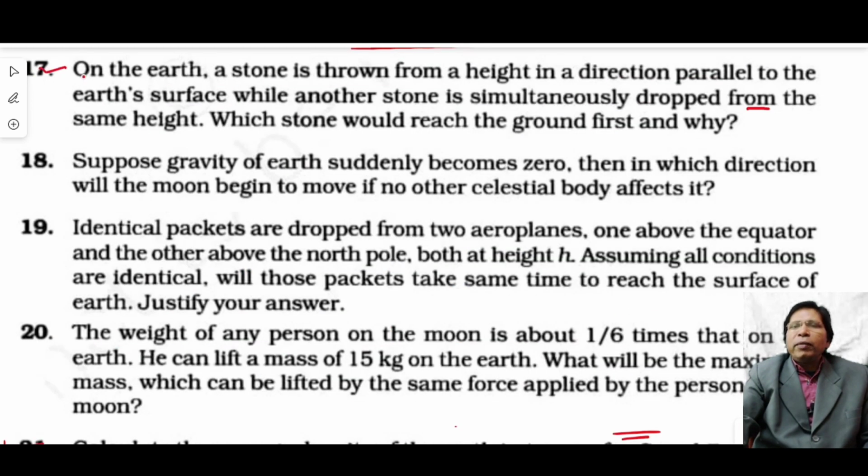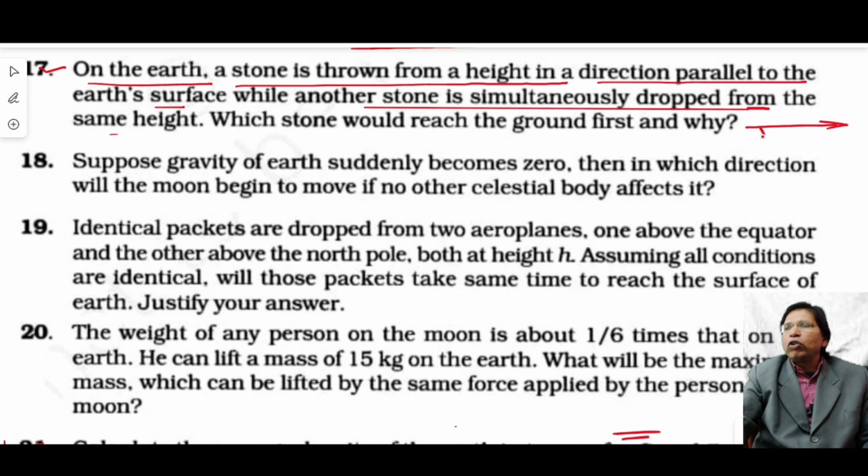Now question number 17. On the earth, a stone is thrown from a height in a direction parallel to the earth surface. Okay, now this is parallel to the earth surface, while another stone is dropped simultaneously from the same height. That is, its initial velocity is equal to 0. Now the first object, which is given an initial horizontal velocity, its initial vertical velocity is also 0.